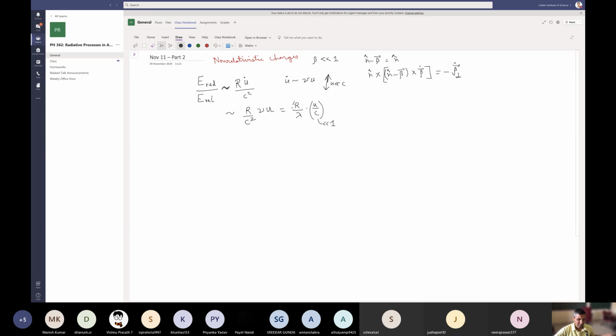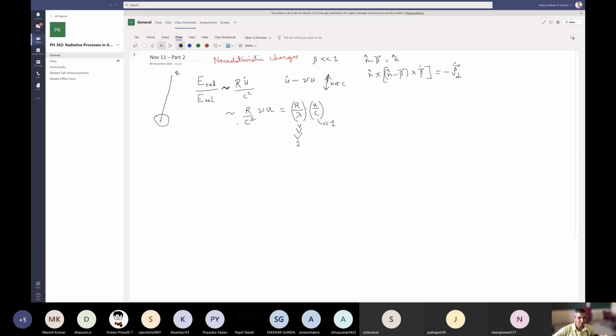Let's say lambda is the wavelength of the emitted light, and r is the distance from the observer. So r by lambda can actually be very, very big. Typically this is very, very big. And this factor is small, but r by lambda is actually very, very, very big.